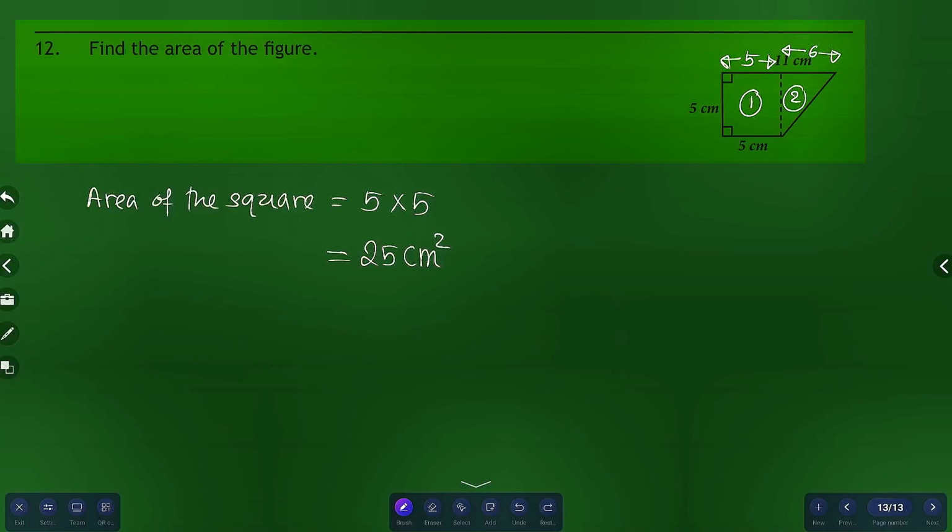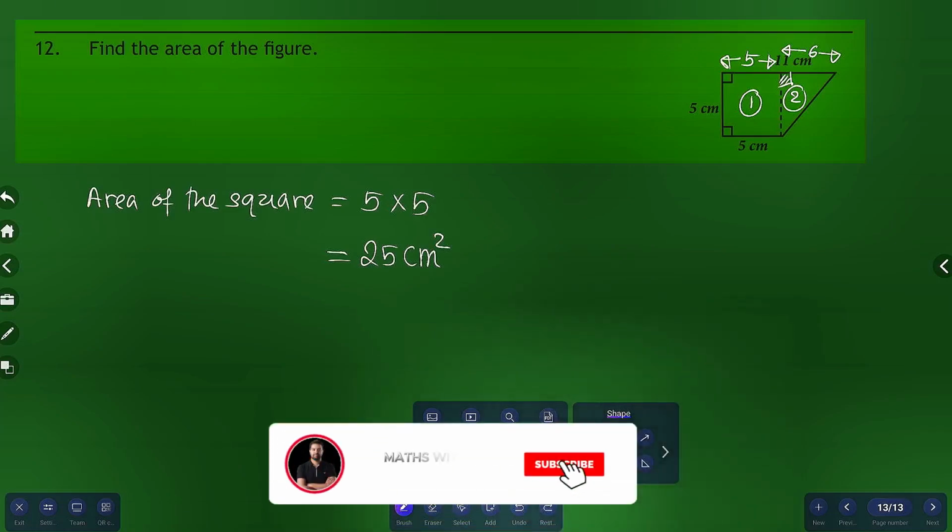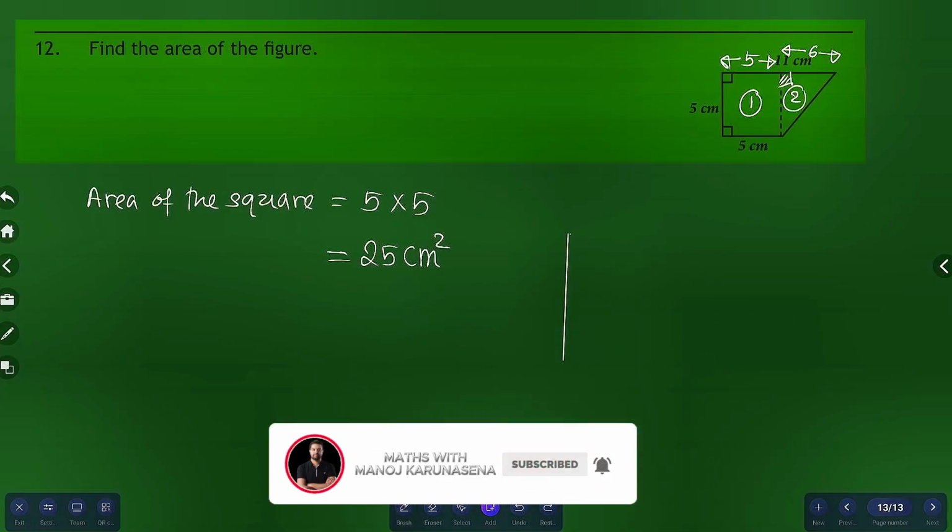Length of this side, we have to consider it as 6 centimeters. Alright. Shall we consider this triangle quickly? We have a triangle like this. Can you all help me to get the answer?